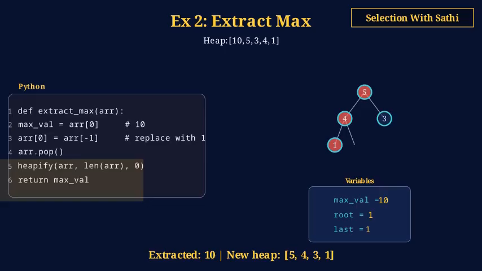Recurse on index 1, node 1 has child 4. 1 is less than 4, swap. Final array 5, 4, 3, 1. We extracted 10 and the remaining heap is valid.